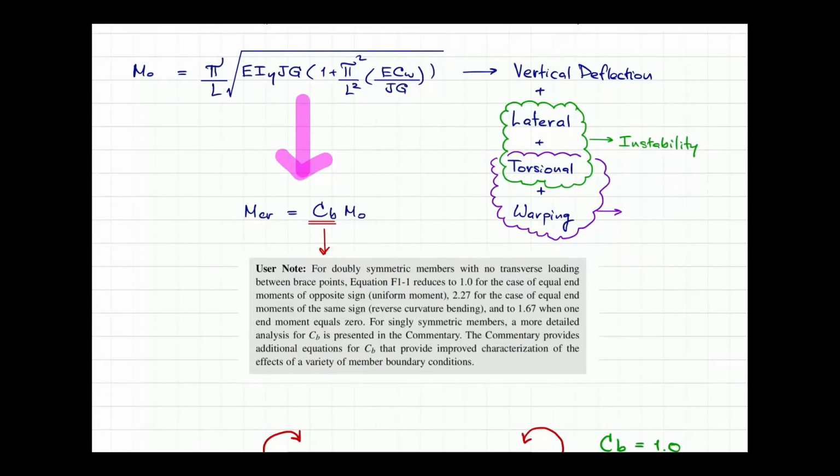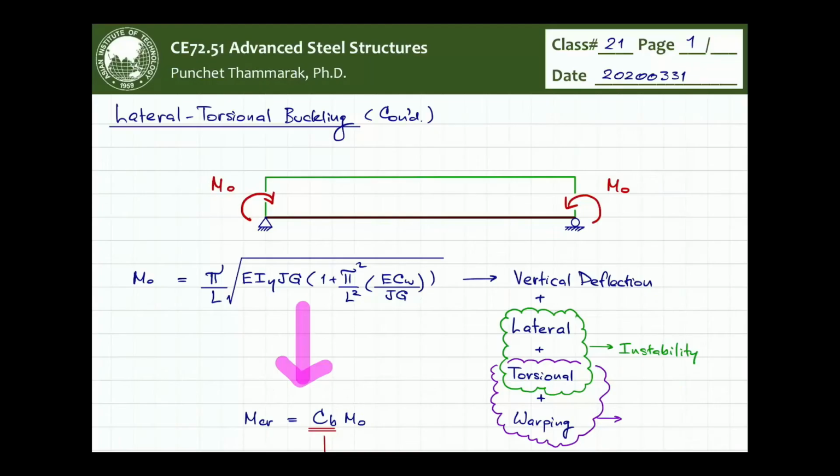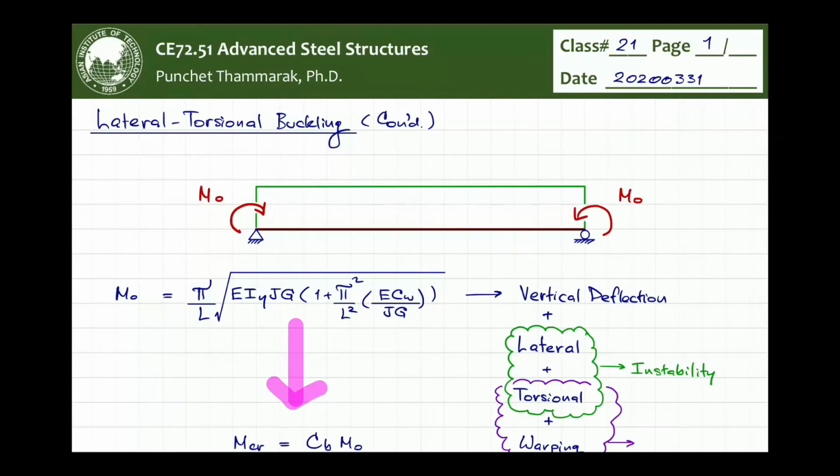So let's look into the effect. Cb equals 1.0, then you will get the critical moment not greater than M naught. Okay, so M naught is evaluated based on this case. So if you think about other cases like this, let me give you the picture. So I draw you this one.